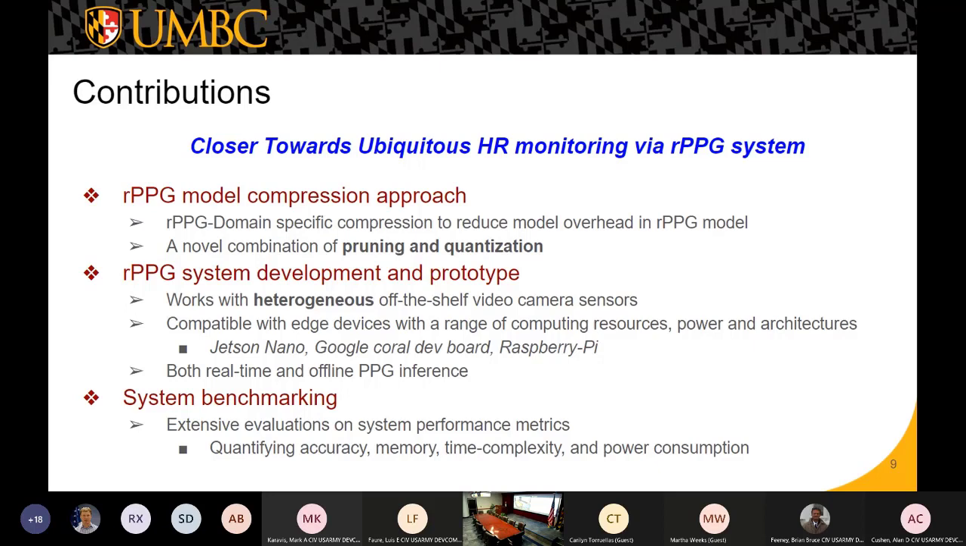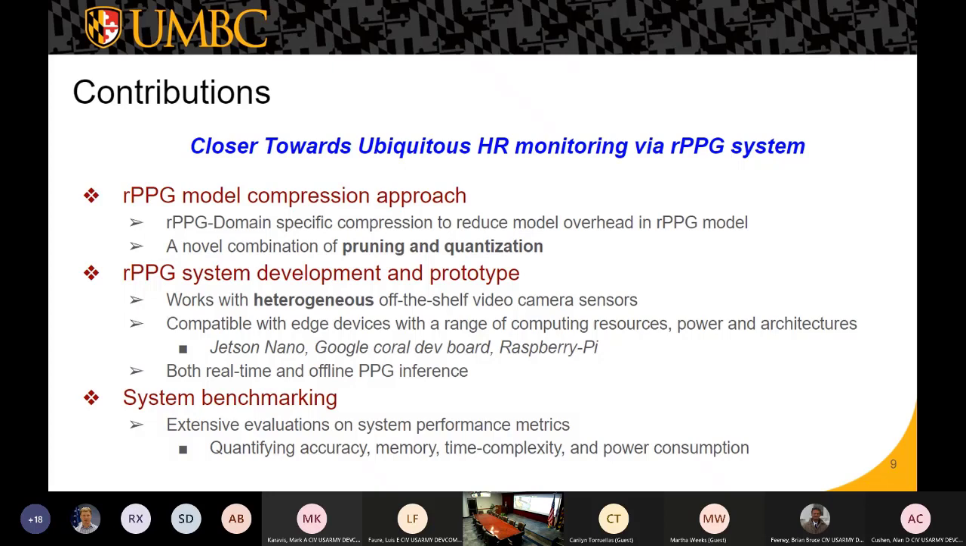We actually have three different devices, one of the most ubiquitous being the Jetson Nano, that our system works on. We developed our system for the Google Coral Dev Board, and also for the Raspberry Pi, to show that it is device independent, for the scalability of our system. And we also facilitated both real-time and offline PPG systems.